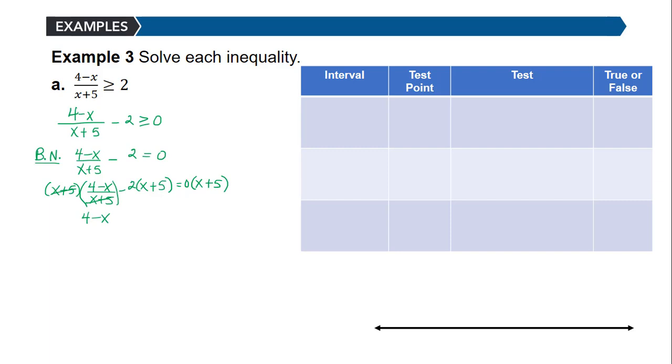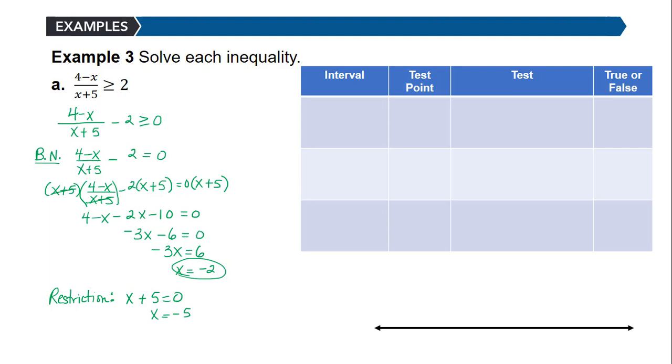Then distributing the negative 2 gives us minus 2x minus 10 equals 0. We can combine like terms. Negative x minus 2x is negative 3x. 4 minus 10 is minus 6 equals 0. We can add 6 to get negative 3x equals 6 and divide by negative 3 to get x equals negative 2. That value is our 0. We also need to find the restriction, and the restriction is where the function is undefined, and that is where the denominator x plus 5 is equal to 0, and that is at negative 5.